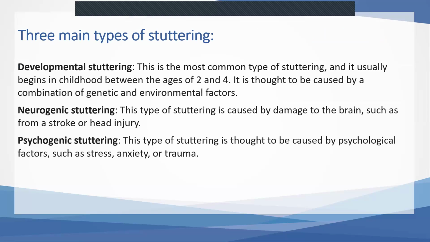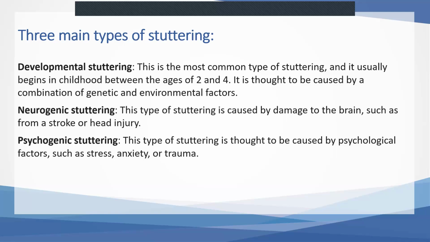So there's 3 different types of stuttering. Developmental stuttering, which is the most common. It usually begins in childhood between the ages of 2 and 4, and it's thought to be caused by a combination of genetic and environmental factors, but it's still a mystery what the actual cause is.